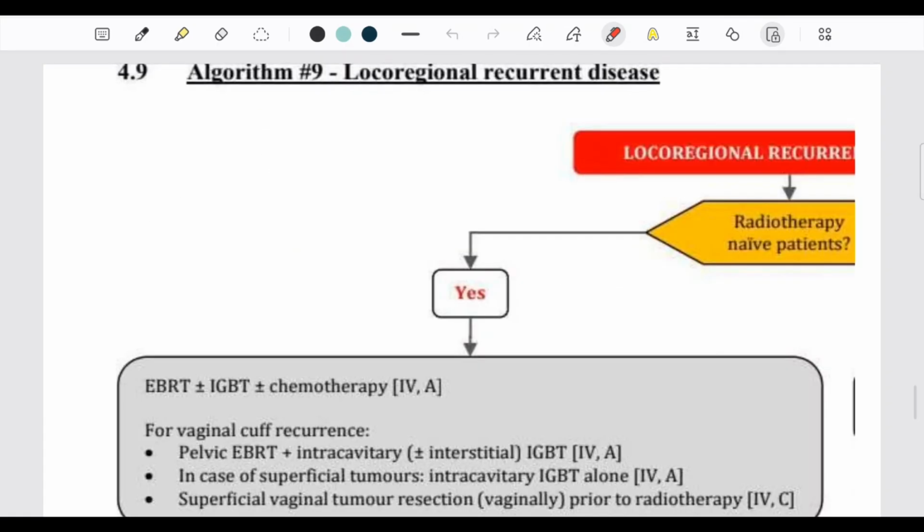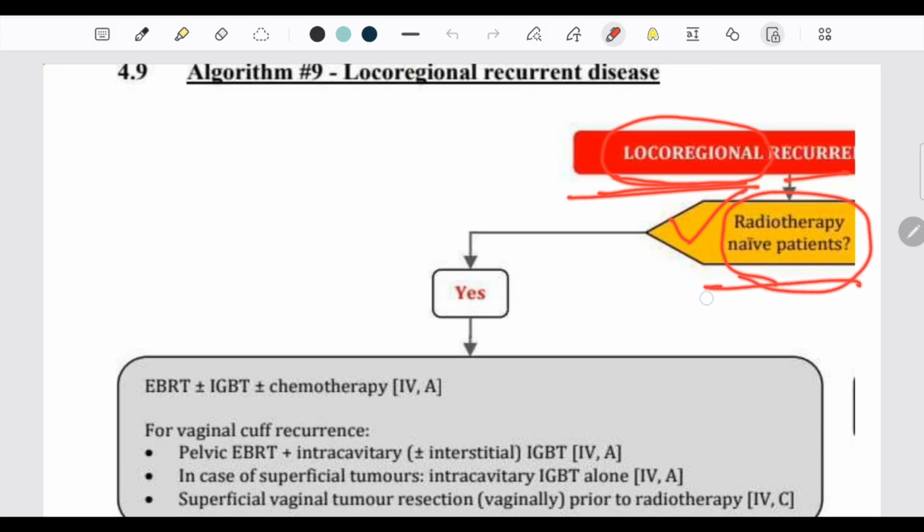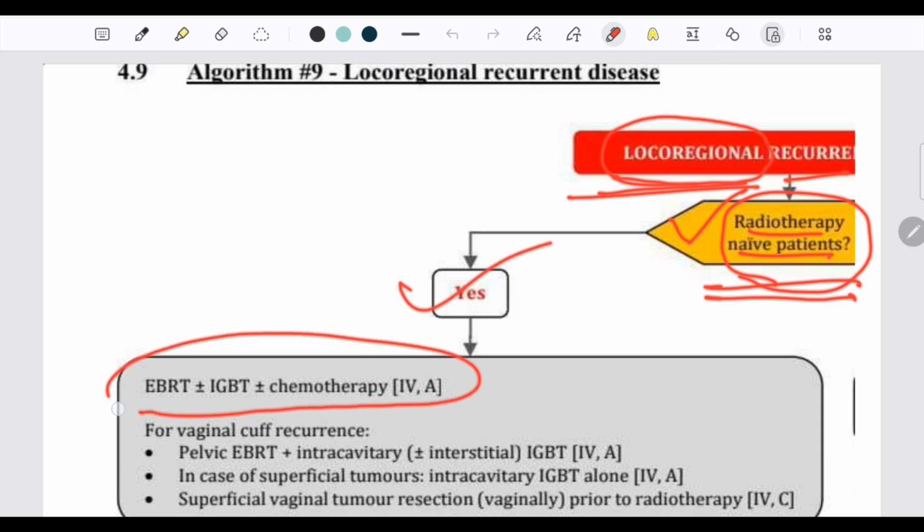intracavitary brachytherapy. Recurrent disease. You have to check whether there is locoregional recurrent disease or distant recurrent disease. If there is locoregional disease, then check the history properly whether she has received radiotherapy or not. If she is radiotherapy naive, then the preferred treatment is external beam radiotherapy plus or minus image guided brachytherapy plus or minus chemotherapy, because radiotherapy should be given if she has not received radiotherapy and a recurrence is there.